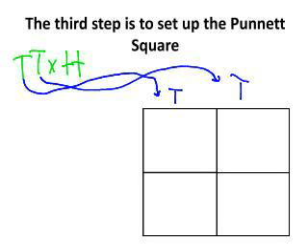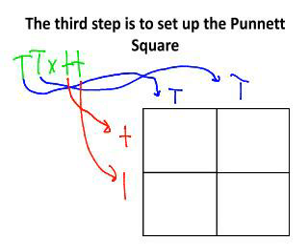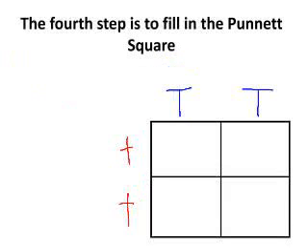The mother's alleles get written down the left side, so that her first allele is lowercase t. Her second allele is still lowercase t. Cross that off there. Okay, now that we have our Punnett square set up, let's move on to the fourth step.